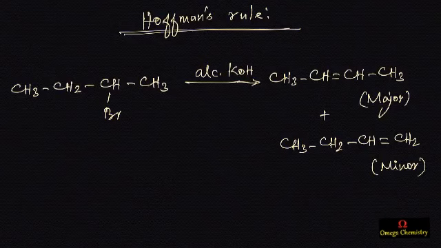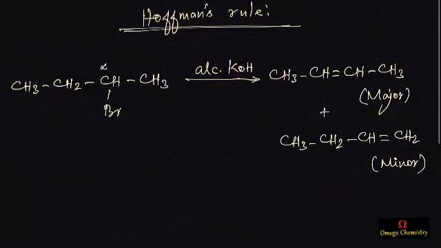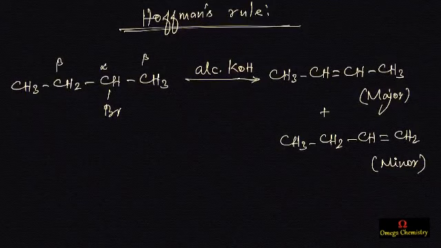Dehydrohalogenation, of course we know that beta elimination is going to happen. So bromine attached carbon will be called as alpha carbon, and we have 2 beta carbon atoms. So hydrogen can be eliminated from either sides. If we get this product, the more substituted product will be the major product according to Zeistoff rule.